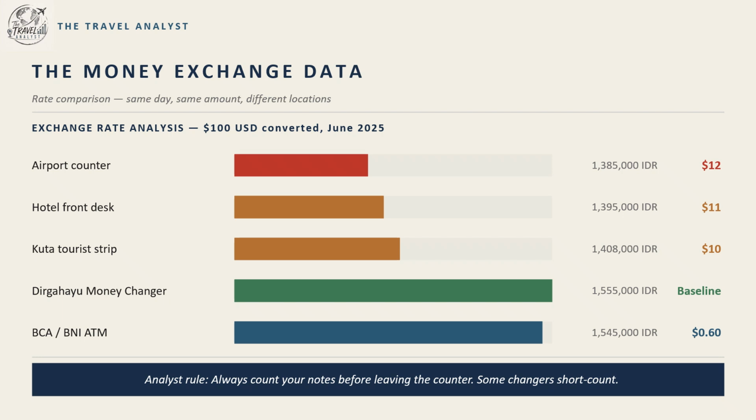Digahayu money changer in Kuta gave the best rate, 1,555,000 rupiah. That is $12 more for the same $100 exchange. BCA and BNI ATMs use the official interbank rate and are almost as good. The rule: never exchange at the airport. Wait for the city. And always count your notes before you leave the counter. Some changers are known to short count.